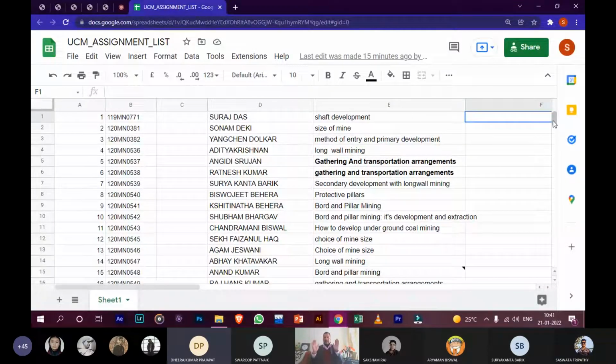But ultimately, your topic is related to shaft, that is a development of stratified deposit through shafts, how those shafts are selected from the ventilation point of view, maybe from the production point of view, maybe what is the size of that shaft, how it was done, and what are innovative methods people used, all those things, with some case studies in that. I hope you understood, Suraj.